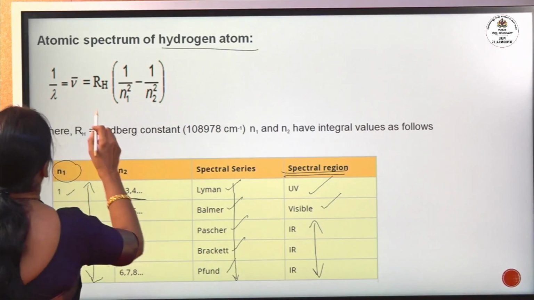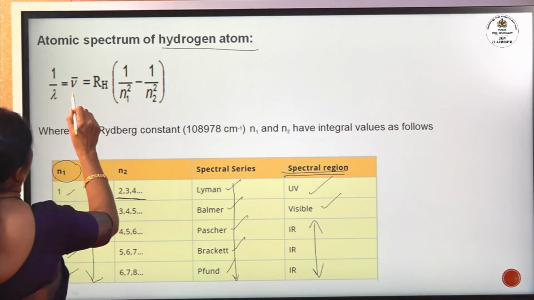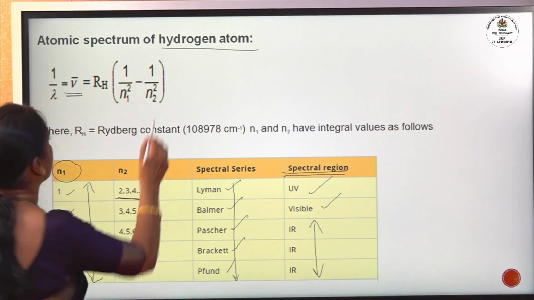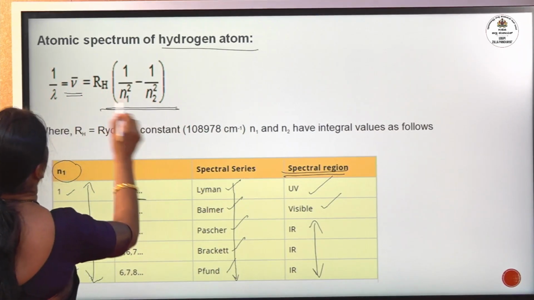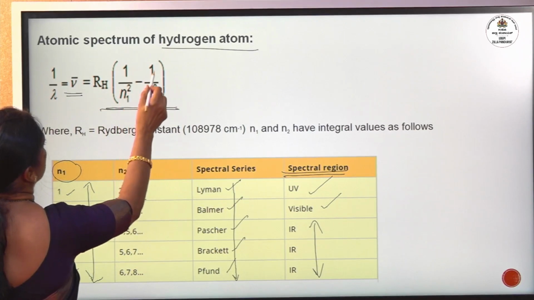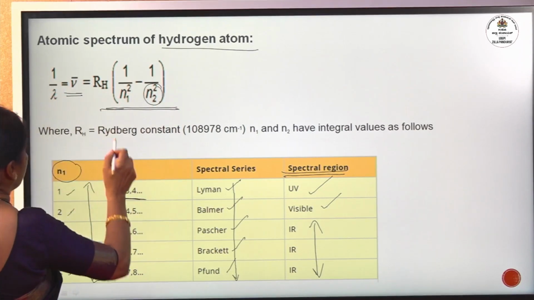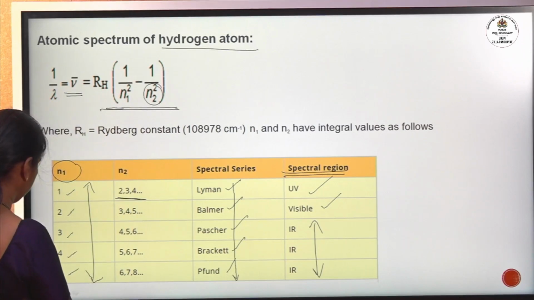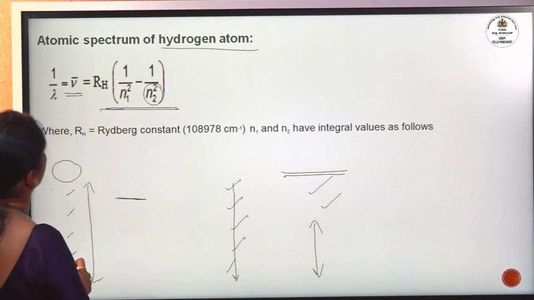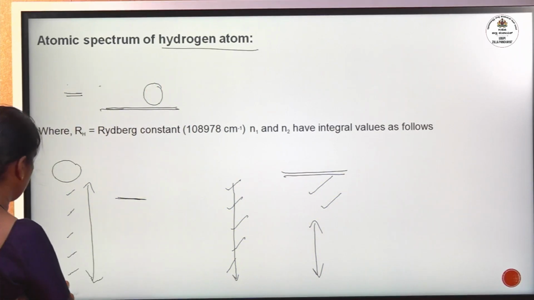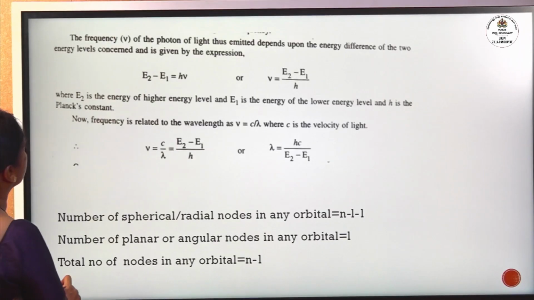Now the wave number of each line can be calculated by this formula. Nu bar is equal to RH times (1 by n1 square minus 1 by n2 square), which is equal to 1 by lambda. Nu bar is 1 by lambda, where R is the Rydberg constant and n1, n2 are integral numbers.